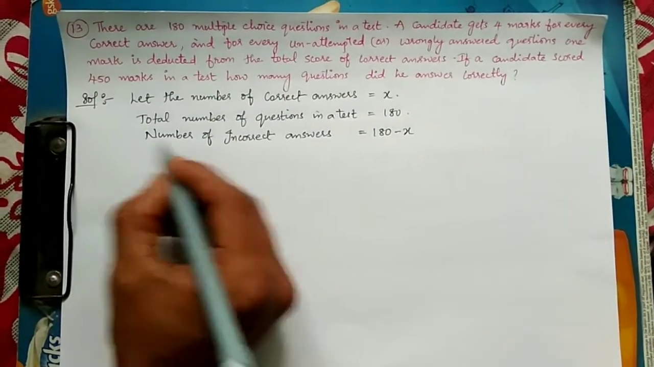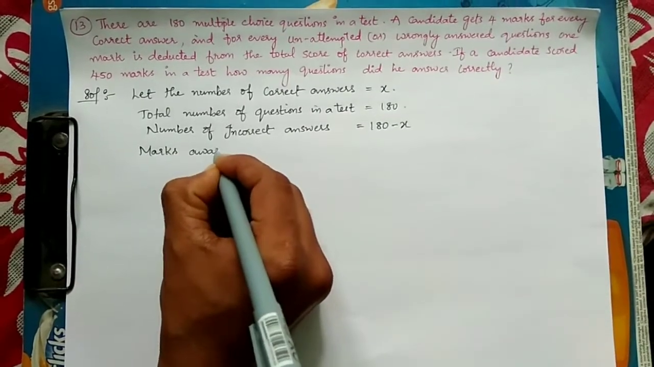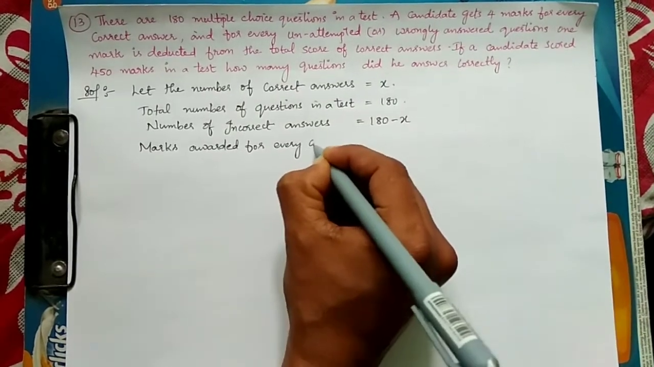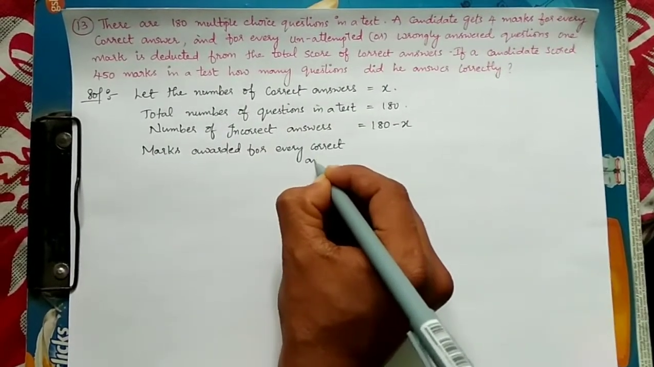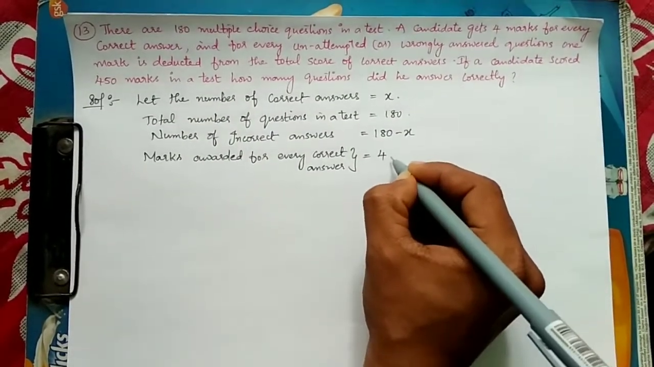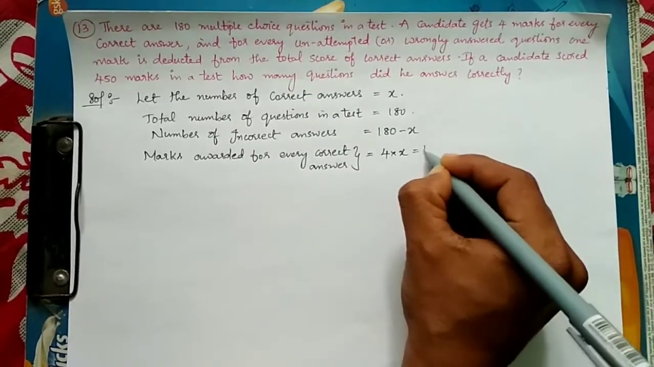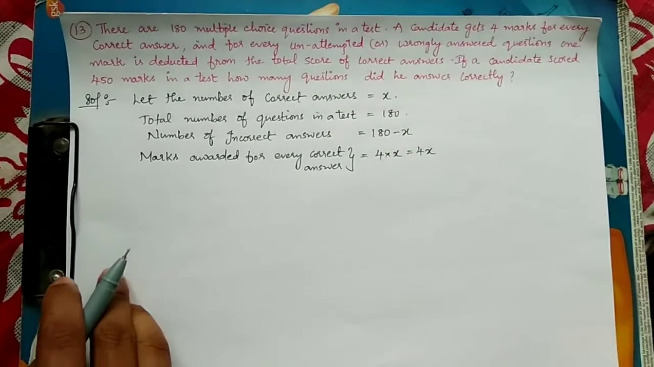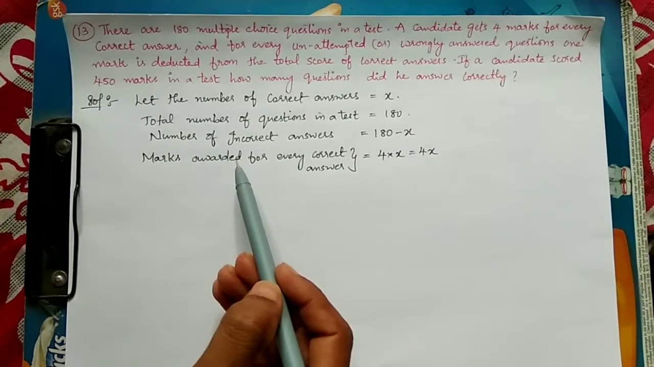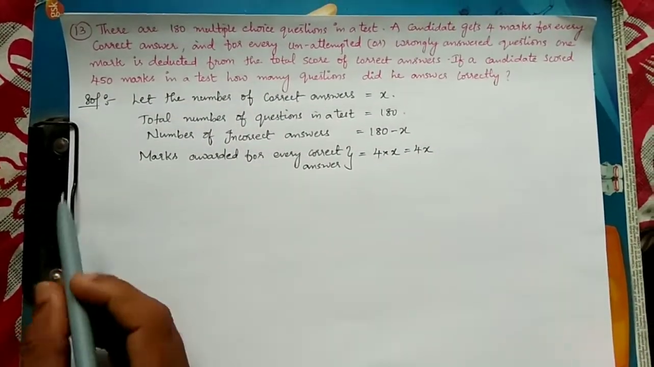Okay, now marks awarded for every correct answer. How many marks? 4 marks is awarded for every correct answer. How many correct answers? x. That is nothing but 4 into x, which is 4x. So number of correct answers is x, and each question is awarded 4 marks. So 4 into x is 4x.